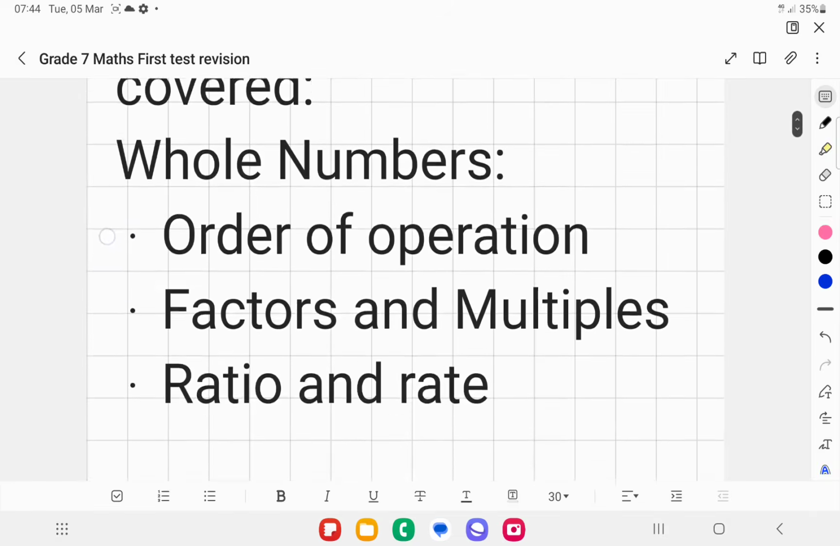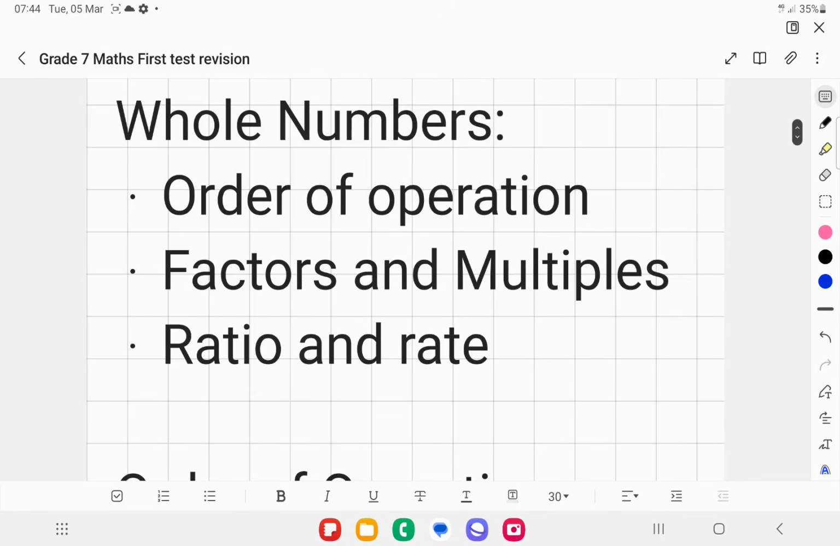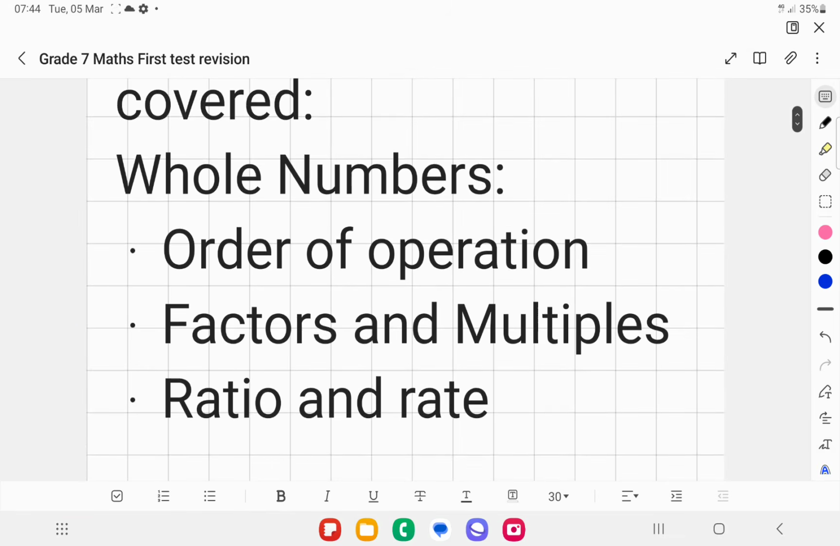Okay, so the topics that will be covered in this video are order of operation, factors and multiples, and ratio and rate. So if that's something that you are writing about soon, this is a good video just to go through, just to make sure that you remember all the nitty-gritty things that you need to know and that you are well prepared for the test.